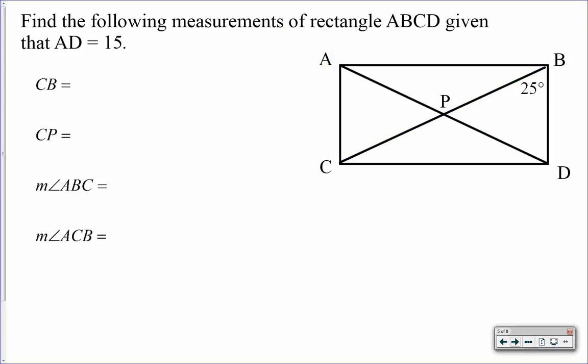All right, now it says find the following measurements of rectangle ABCD given that AD is equal to 15. So let's look at that. AD is 15. This whole piece right here, it's 15. So that's one diagonal. And they also give us that 25 degrees in the corner for CBD. Okay, so let's look at what they're looking for. I'm looking for CB. CB is the other diagonal. Well, since diagonals are congruent in rectangles, CB is going to be 15 as well, because the other diagonal was 15.